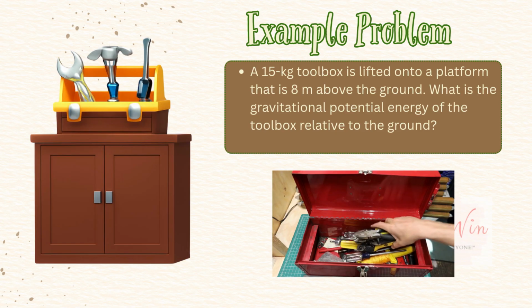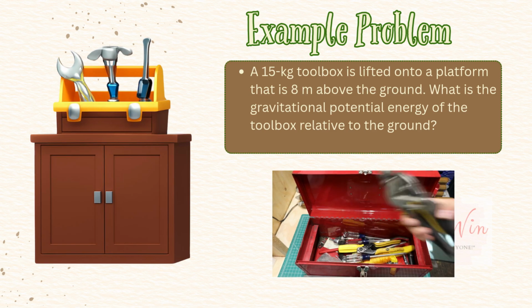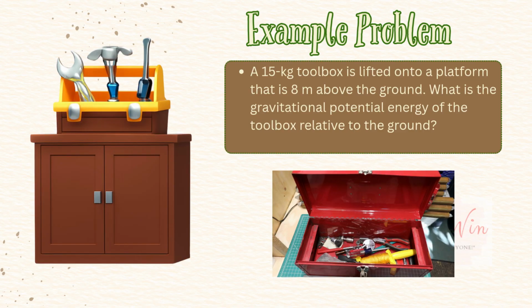Okay, again, let's go back to our previous example. If the toolbox falls, this gravitational potential energy is converted into kinetic energy. This conversion of energy is an excellent example of the law of conservation of energy, where energy changes form, but the total energy remains constant, assuming negligible air resistance.